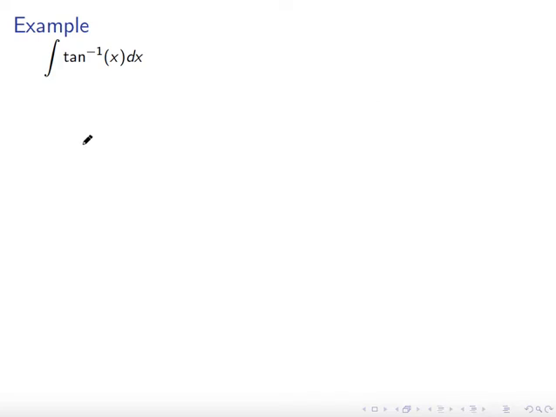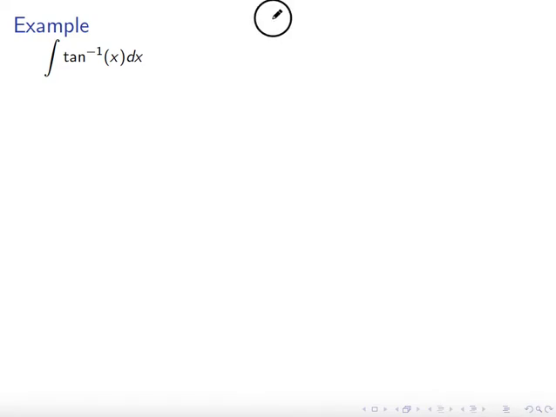So the next example is the integral of tangent inverse of x dx. A group of integrals for which we use the invisible one technique are the trig inverse functions. So when you have only a trig inverse function in an integral and it's not multiplied by any other function, you always use integration by parts and that invisible one technique.